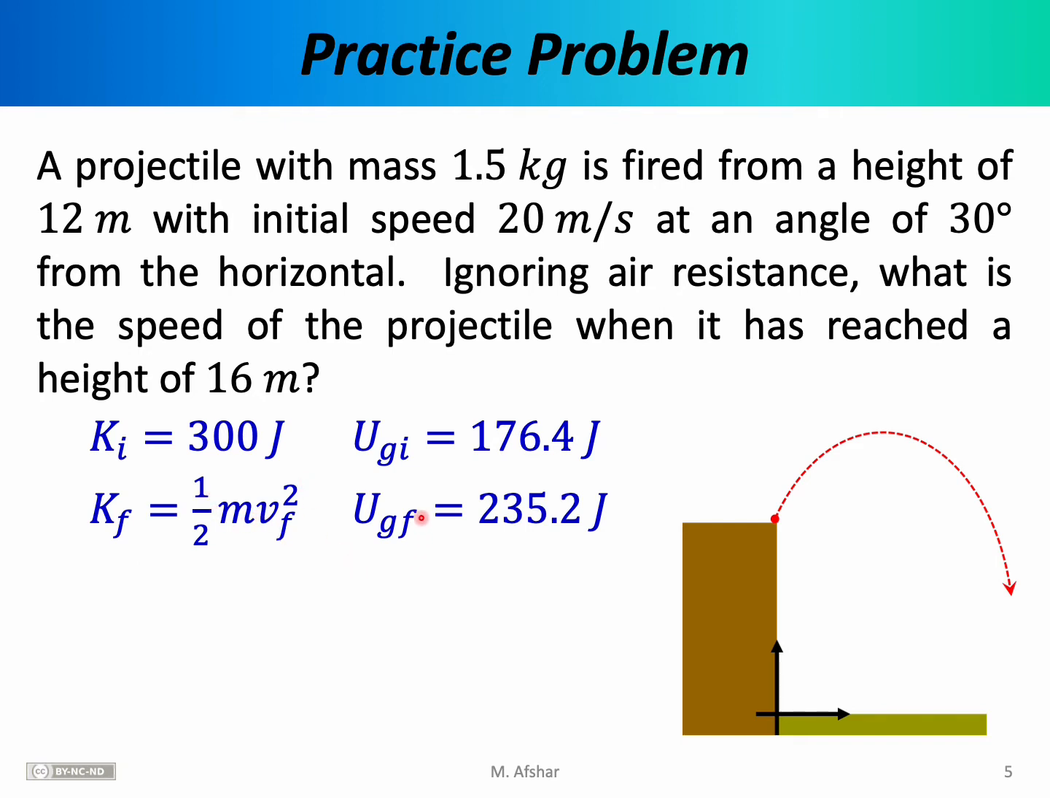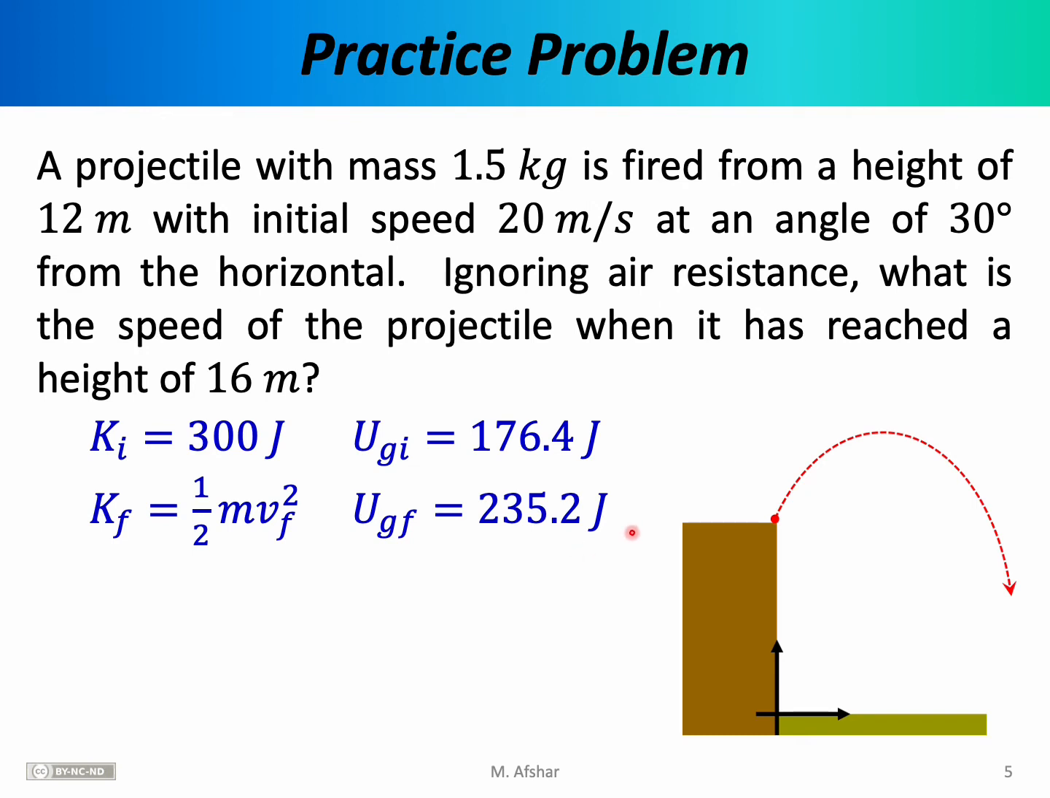We can figure out the final gravitational potential energy. Again, gravitational potential energy is given by the formula mgy. The y now, the final height, is 16 meters, so you can plug that in and find that the final gravitational potential energy is 235.2 joules.